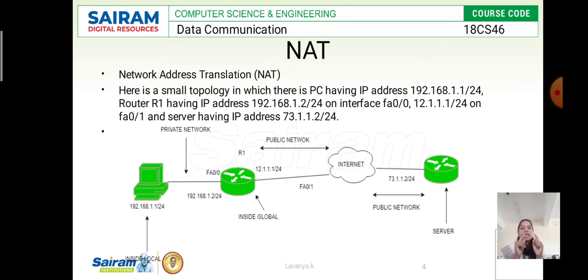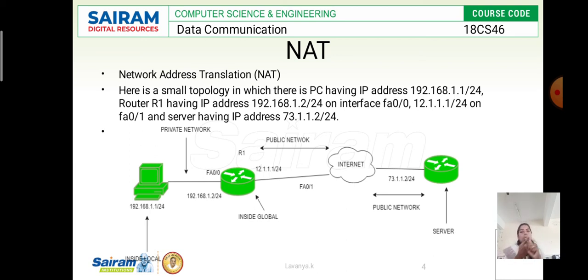I am repeating, the NAT is network address translation, a process in which one or more local IP addresses are translated into one or more global IP addresses, or vice versa. This is the definition of the NAT. In order to provide internet access to local hosts, the NAT generally operates on a router or a firewall.